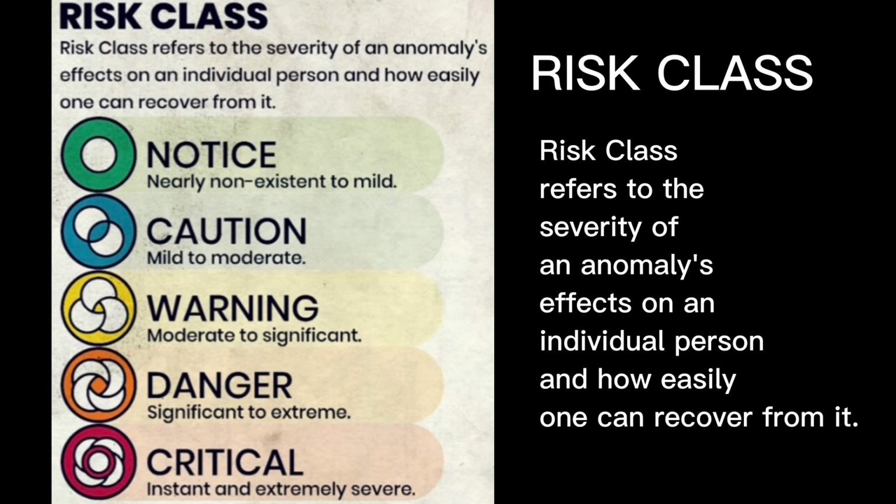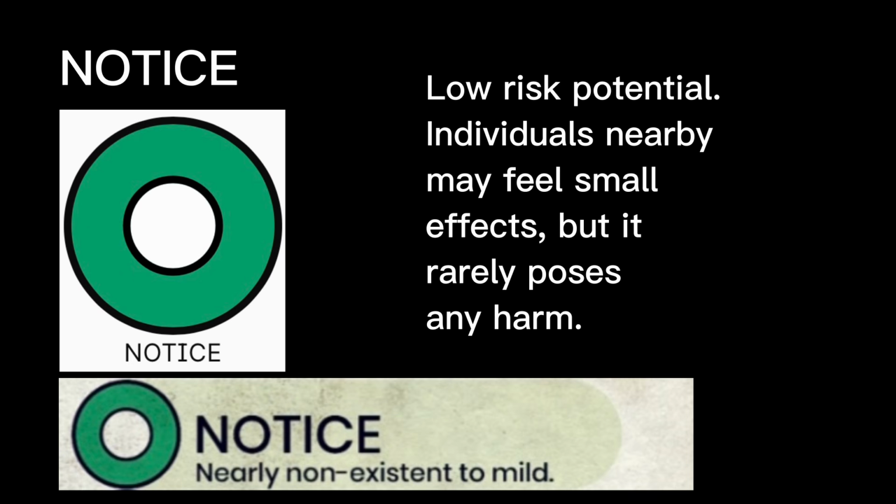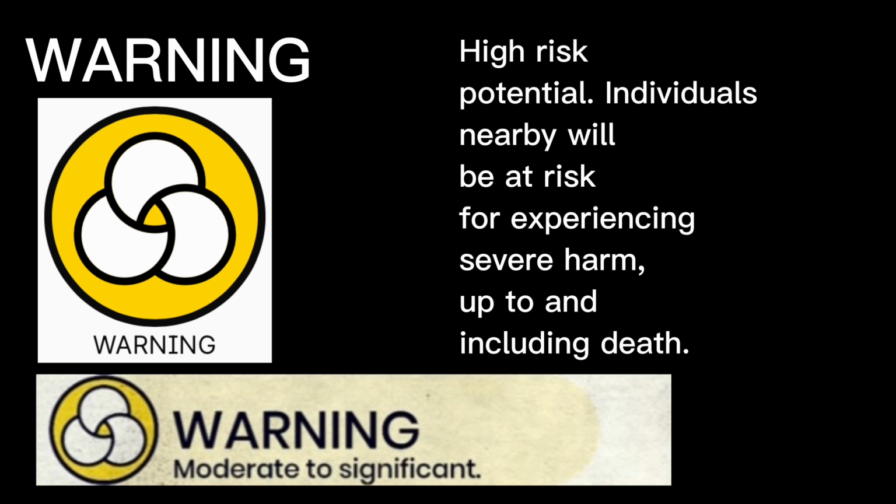Risk class. Risk class refers to the severity of an anomalous effect on an individual person and how easily one can recover from it. Notice, low risk potential. Individuals nearby may feel small effects, but it rarely poses any harm. Caution, moderate risk potential. Individuals nearby will experience the effects, and it may cause harm. Warning, high risk potential. Individuals nearby will be at risk for experiencing severe harm, up to and including death.